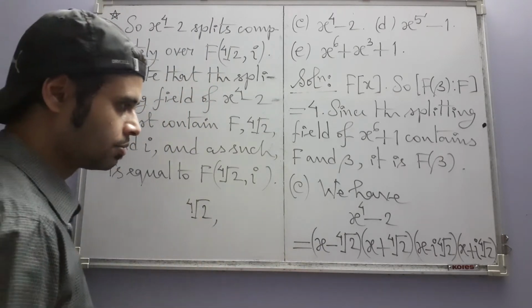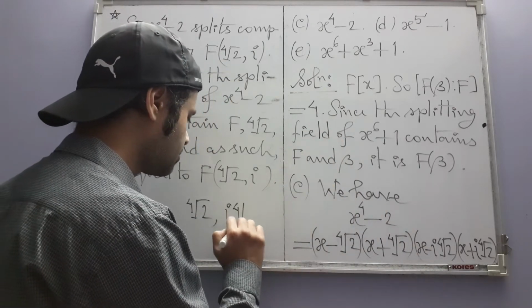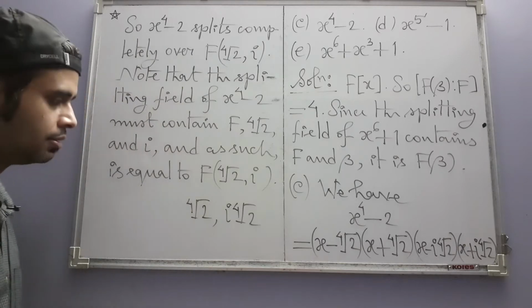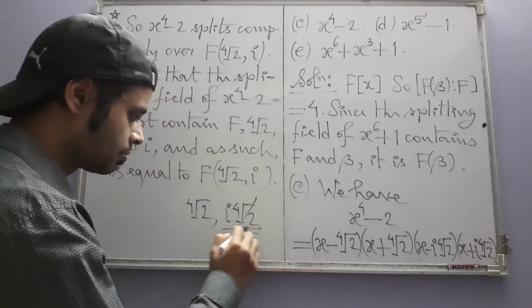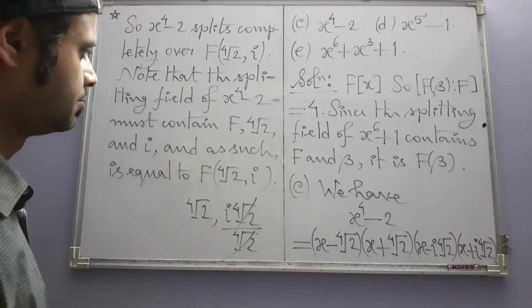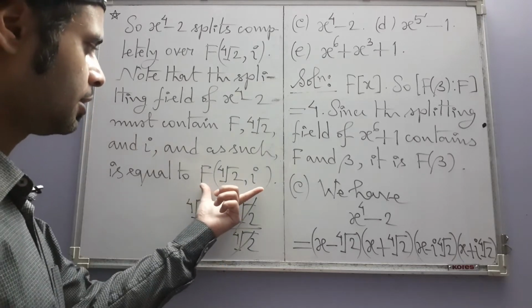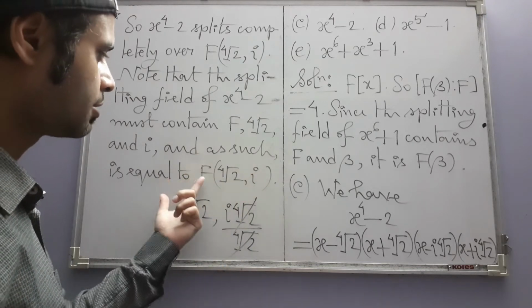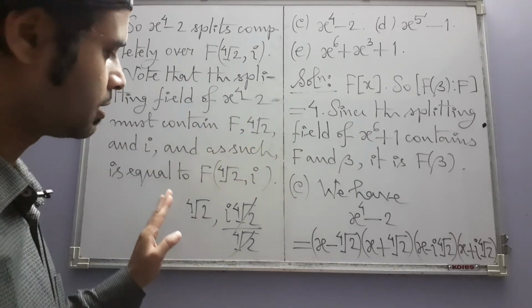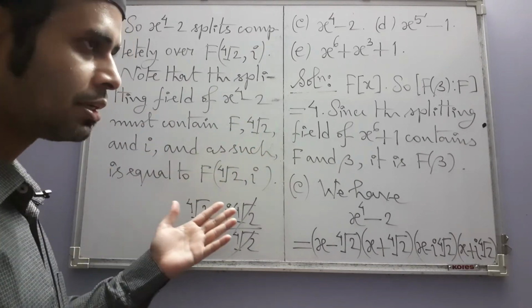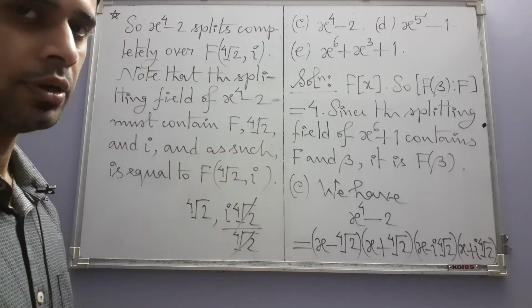the fourth root of 2, but it should contain all the roots. Another root is i times the fourth root of 2. Since it's a field, it should also contain their quotient. That means it should contain i, and because it contains all these things, it should contain the smallest extension of f containing this number as well as this number. And due to its minimal nature, again the same argument, this itself should be the splitting field.